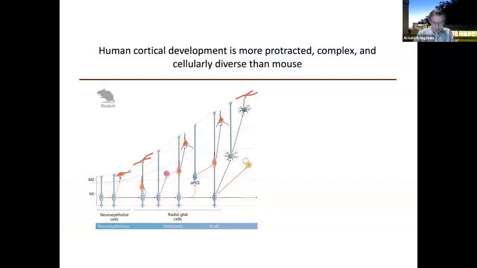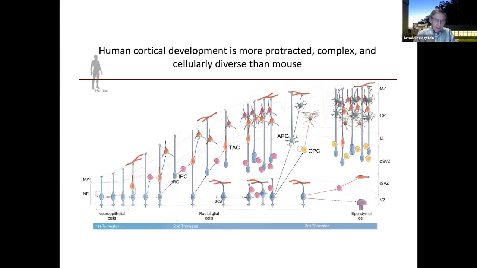So I probably don't need to remind this audience, there's a big difference between the brain of the mouse and the human. These are schematics of the progenitor cells that are found in early developing mouse. And a comparison to human shows a larger variety and a larger number of progenitor types that we'll focus in on in the next 40 minutes or so.